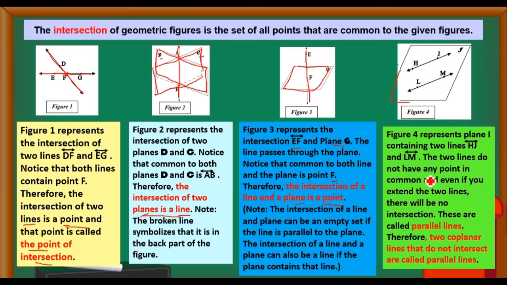So, two lines do not have any point in common. Hindi sila nag-meet. Okay? Wala silang point of intersection. And even if you extend the two lines, there will be no intersection. So, these are called the parallel lines. So, kapag hindi sila talaga magkikita kahit pahabain natin yung line na yan, hindi pa rin po sila magkikita. So, ang tawag po sa kanila ay parallel lines, yung dalawang line. Therefore, two coplanar lines that do not intersect are called parallel lines.